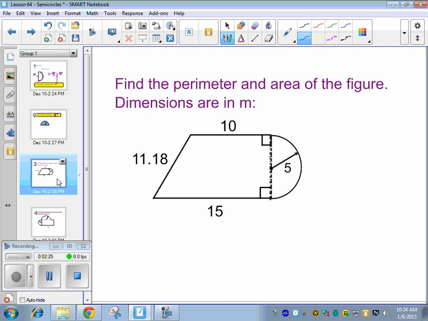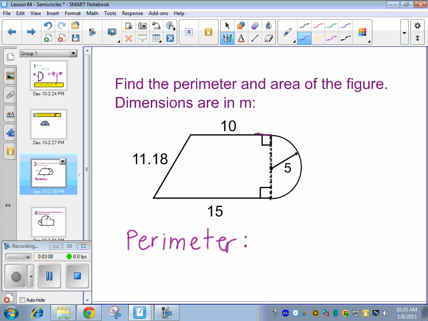Okay, find the perimeter and the area of the figure. So we have to do both the perimeter and the area of the figure. So let's start with perimeter. And I do want you guys to sketch this in your notes. Doesn't have to be perfect. So for perimeter, we're going to walk around the entire outside and add it all up. So we can start wherever we want. I'm going to start here.